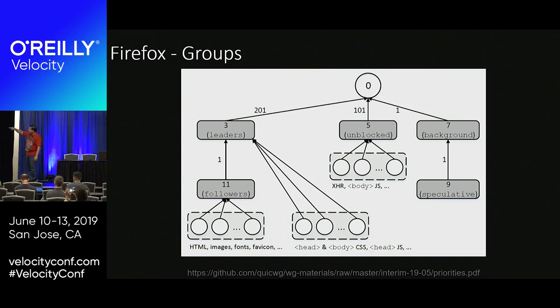And what effectively that does at a group level, 2/3 of the bandwidth goes to leaders, 1/3 of the bandwidth goes to unblocked. And if neither one of those groups have anything going on, the background will effectively get 100% of the bandwidth. And so the background and speculative are effectively idle groups that say, anything in these groups only downloads if nothing else is happening. But then it splits bandwidth 2/3, 1/3 between leaders and unblocked.